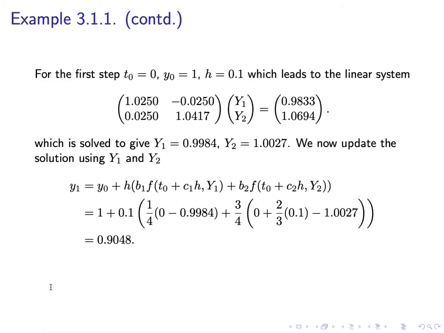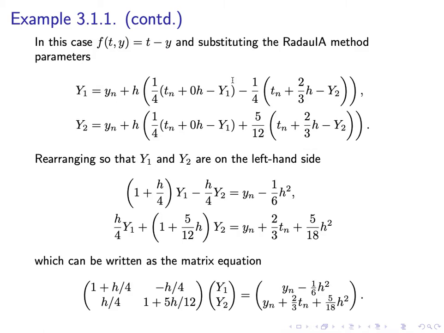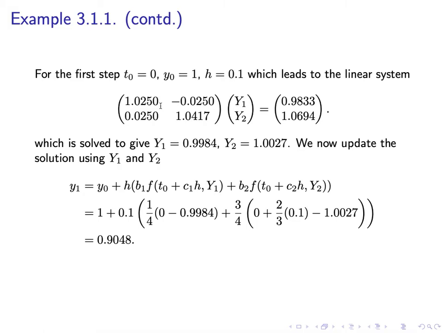Okay, so for the first step, our initial value for t is 0, our initial value for y is 1, and we have h is 0.1. If we plug all that into this equation, we get these values, and we can solve that using any linear system solver, for example LU factorization, to give us our values of y1 and y2. Now we have our stage values, we plug them, as well as y0, t0, c1 and c2, and b1 and b2, into the Runge-Kutta method, perform the calculations, and we get our solution. So that's one step.